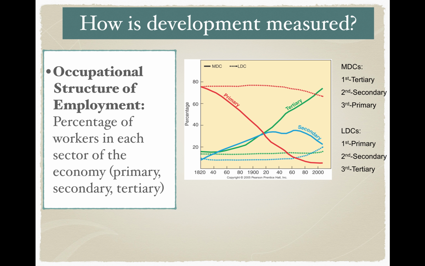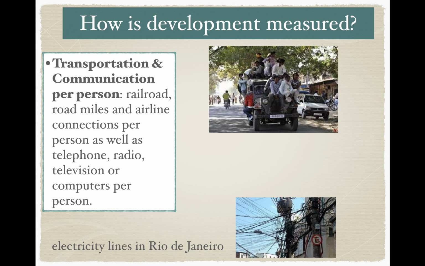You can see from 1820 to 2000, that is an enormous drop in the percentage of people in MDCs who work in the primary sector. So just logical distribution of economic activity.